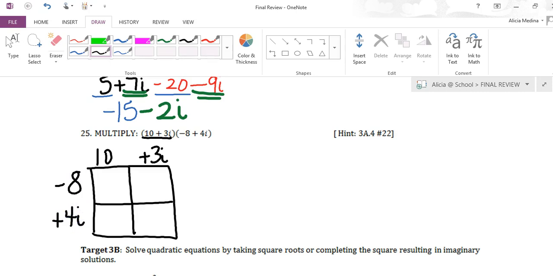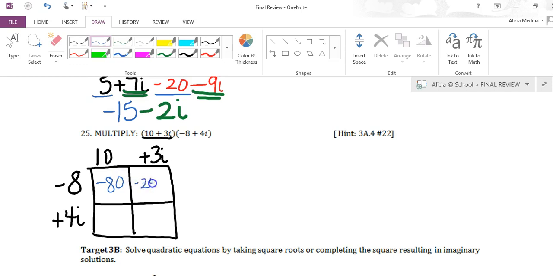All right, now I'm going to go ahead and multiply everything in. So negative 8 times a positive 10 is a negative 80. Negative 8 times a positive 3i, I multiply the coefficients, so negative 8 times a positive 3 is a negative 24. Can't forget that it has an i. 10 times a positive 4i is going to be a positive 40i. And then a positive 4i times a positive 3i, well, 4 times 3 is 12. And i times i is i squared. Please remember that it has a squared here because each of these have an i.